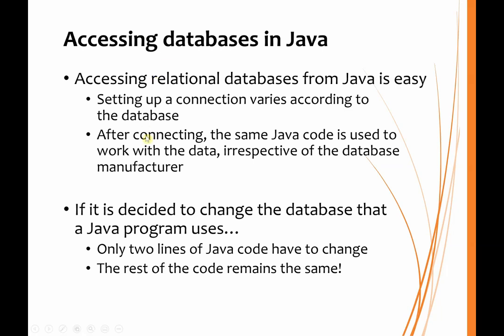And that's great because if we decide after a while to change the database that a Java program uses, there's only 2 lines of code to change, and that's the connection code, and the rest of it stays the same.